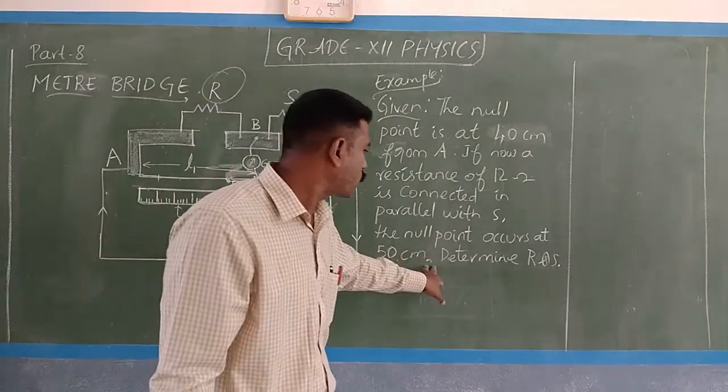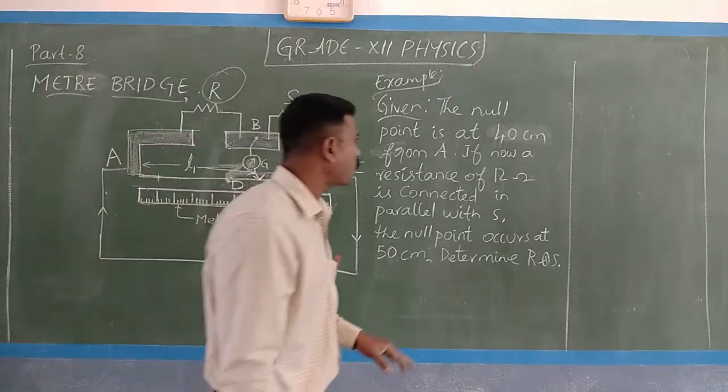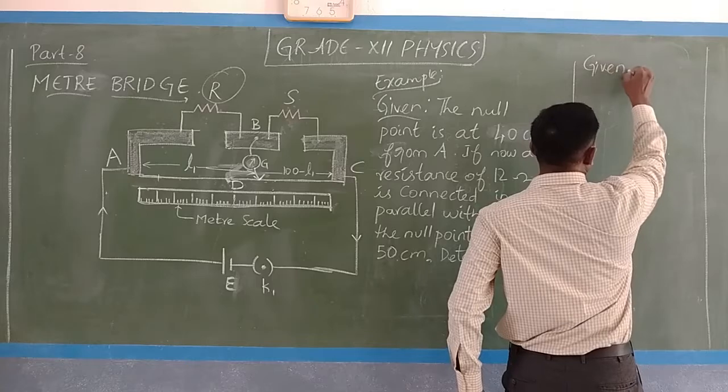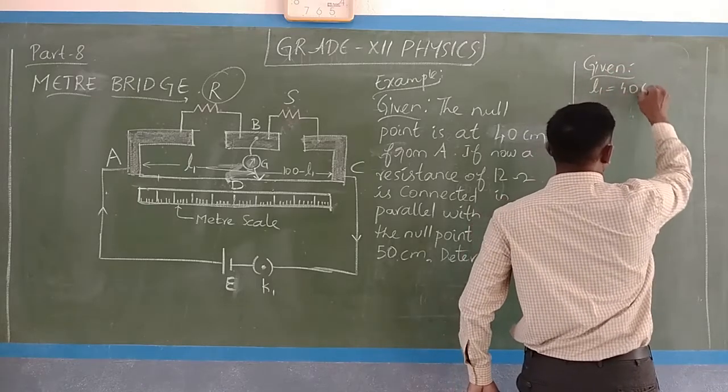So what we have to do is find the value of RCM. Okay, what do we have? What is the given data? The given value is L1 equal to 40 centimeter.